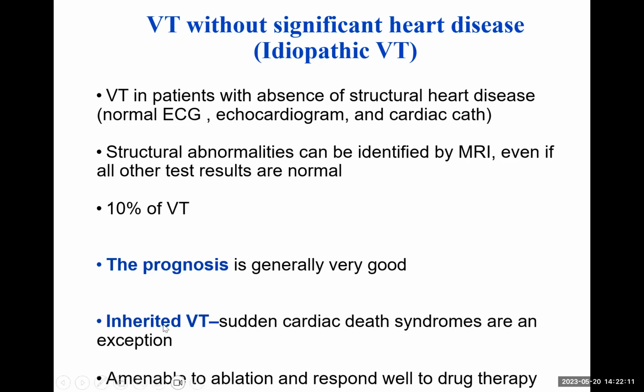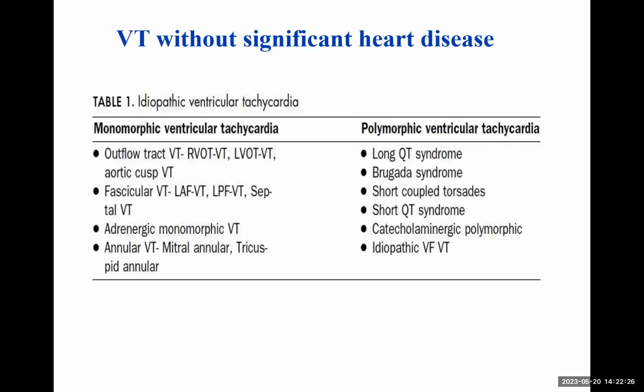Prognosis is generally good, except in inherited arrhythmias. Inherited arrhythmias are not the topic for today, but maybe we can discuss them later. The good thing about VT with a structurally normal heart is that most of the time it is amenable to ablation. So prognosis is good, unless it is an inherited arrhythmia, and it is amenable to ablation.